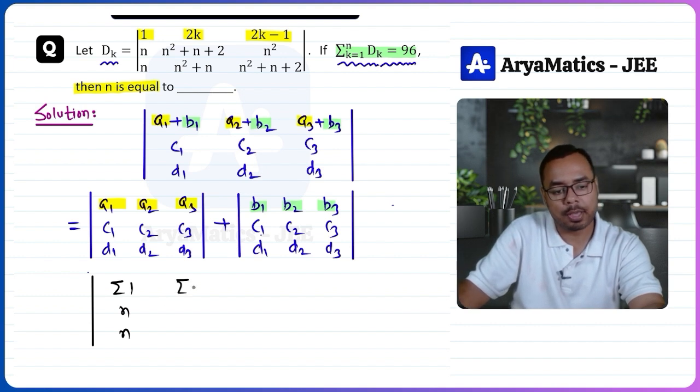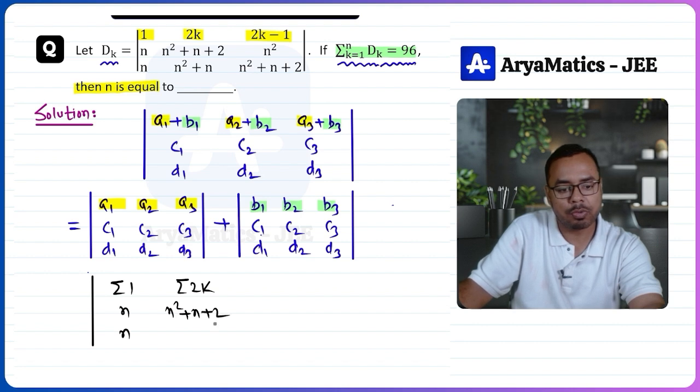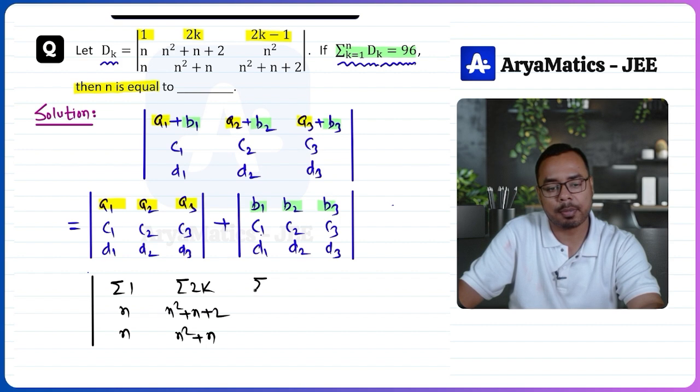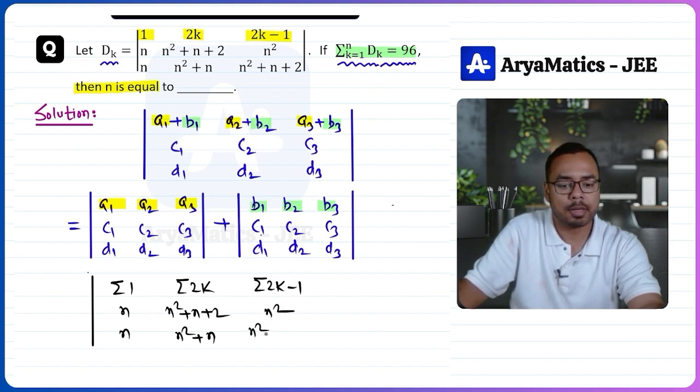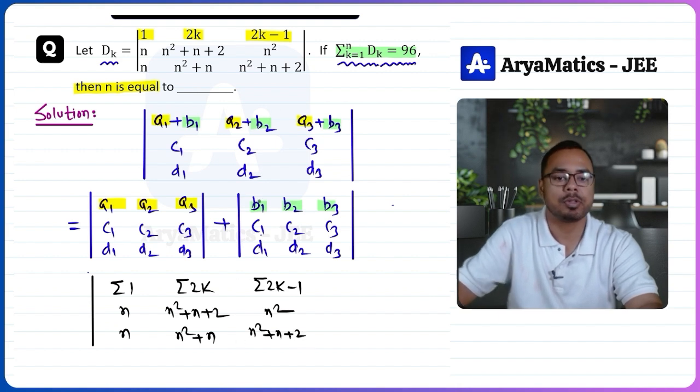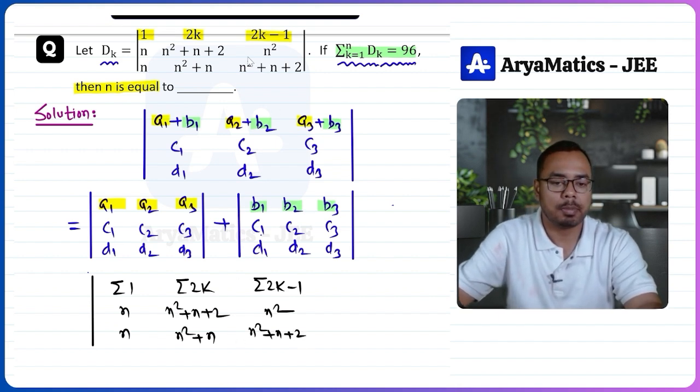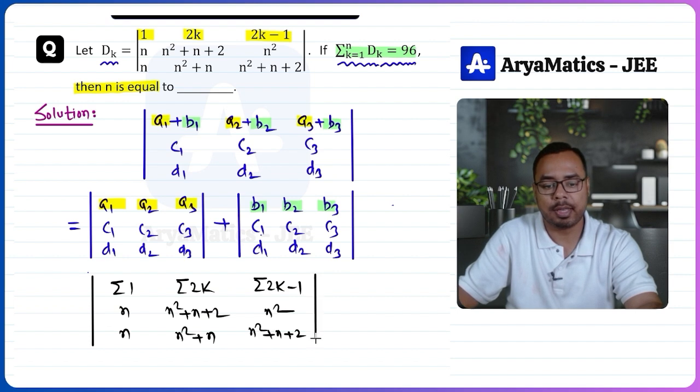Similarly, sigma 2k, and then we have n square plus n plus 2, and here we have n square plus n, and finally we have sigma 2k minus 1, and then you have n square plus n plus 2. So this will be sigma dk, right? And obviously k is from 1 to n, and now this sum is given as 96.